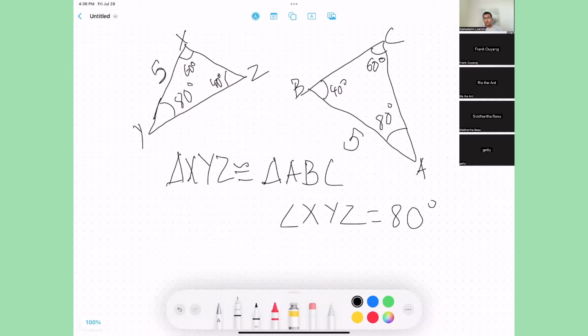Now is it clear why you can't deduce that these triangles are similar to each other, or that these two triangles are congruent to each other? It's because you can't use ASA congruence here.